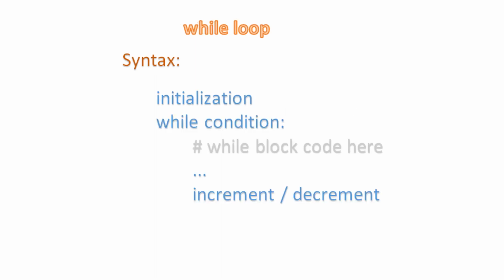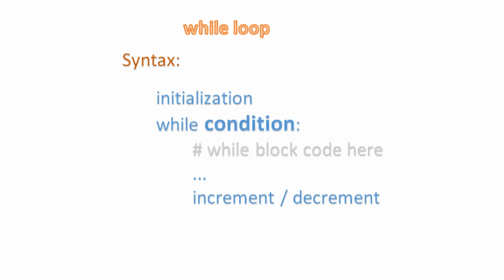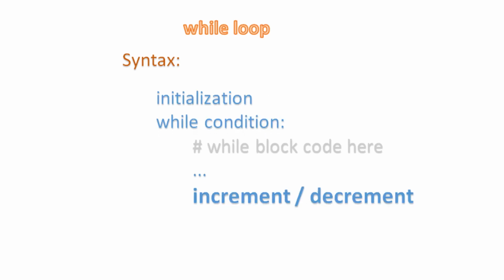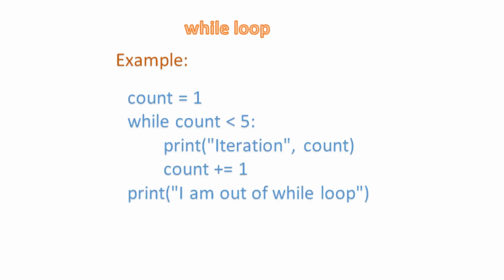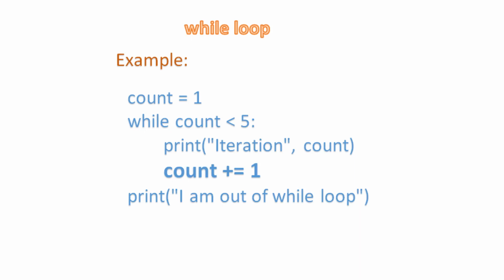Apart from the syntax, a looping variable can be used in a while loop for initialization, for using it in condition, and for incrementing or decrementing inside the while loop. Let's see this with an example. Here count is a loop variable. It is initialized to 1. The while loop will continue to execute until count is less than 5. And it must increment the looping variable to make the condition false and terminate the loop.